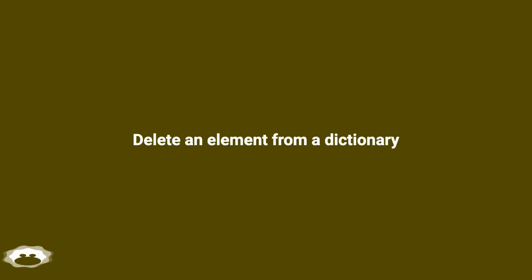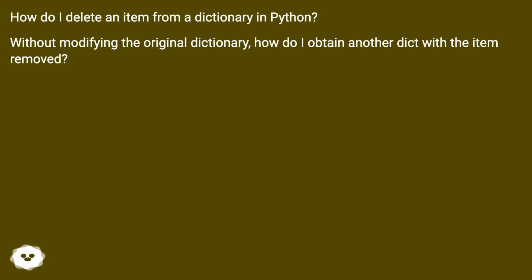Delete an element from a dictionary. How do I delete an item from a dictionary in Python? Without modifying the original dictionary, how do I obtain another dict with the item removed?